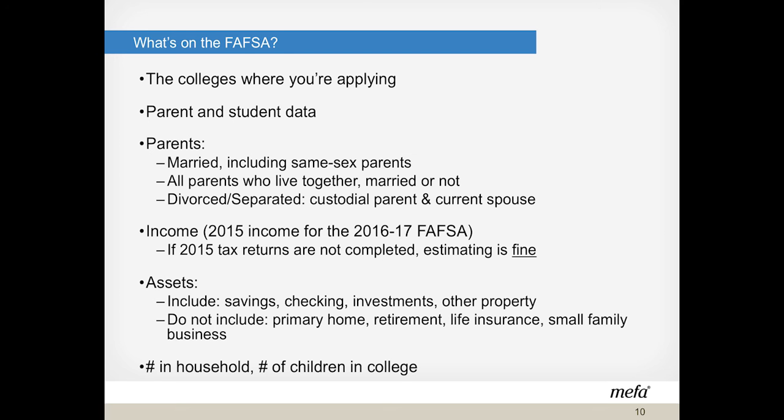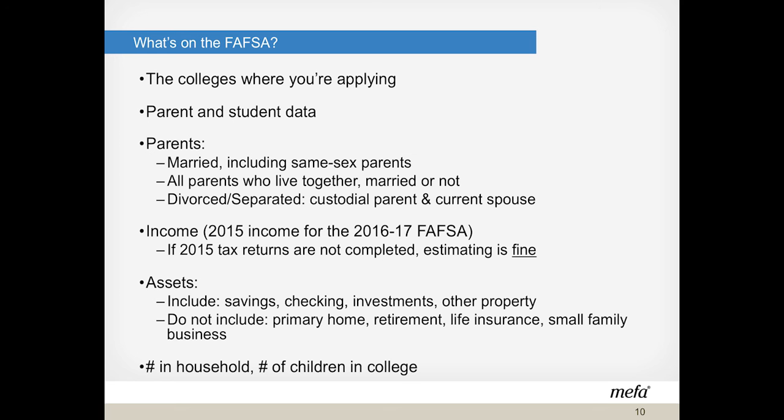And the FAFSA instructs the family to select the custodial parent by determining which parent the student lived with the most over the past 12 months. So if I'm a student and my parents are divorced and I live primarily with my mom and I see my dad on the weekends, my mom would be my custodial parent. Only my mom would put her information on the FAFSA. My other biological parent, my father, in my example, would not put his information on the FAFSA.